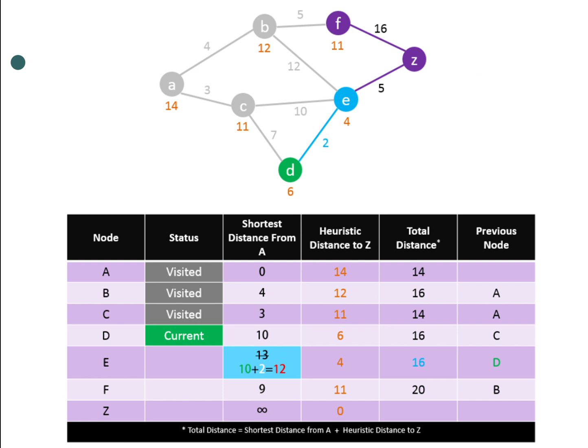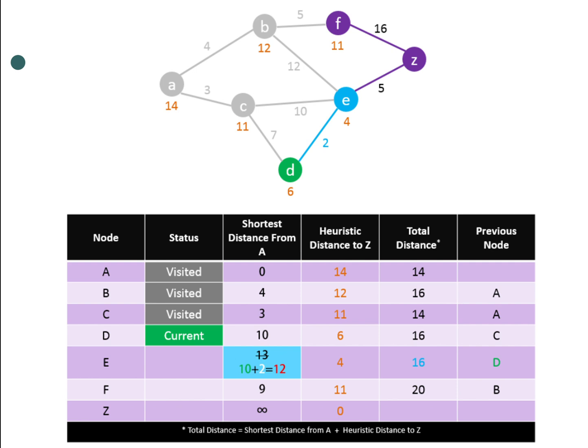Now we are traversing from D. D has only one possibility, that's E. So now we are visiting from A to E via C and D. C is already visited. From A to C is 3 and C to D is 7. The total cost is 10, plus D to E is 2. The total cost for E from A is 12.